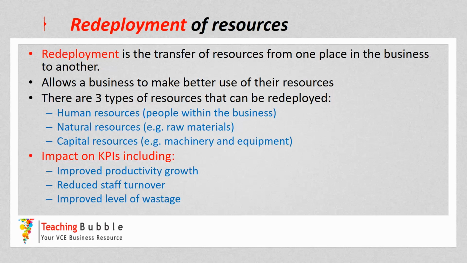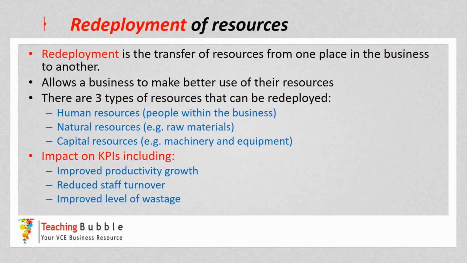Similar thing with their natural resources. So moving their raw materials to areas of the business so they can make better use of their particular materials. And again, with their capital resources, some examples there are the machinery and equipment. So if there's machinery and equipment in, say, one factory, and it's not being used, they may decide to move that to another area of the business that can really use that machinery and equipment. So it's not just sitting there idle and not being effective in terms of being productive.